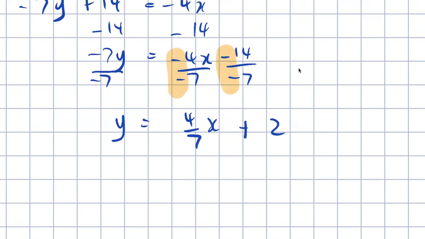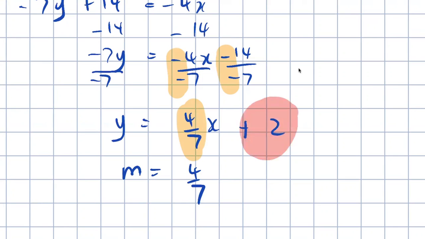And so what is the gradient? Well, we've picked it off. The gradient really is there, so it's 4 over 7. We can just finish by writing m is equal to 4 over 7. Notice that this plus 2 actually has got nothing to do with the gradient. So we actually didn't need to bother with that at all.